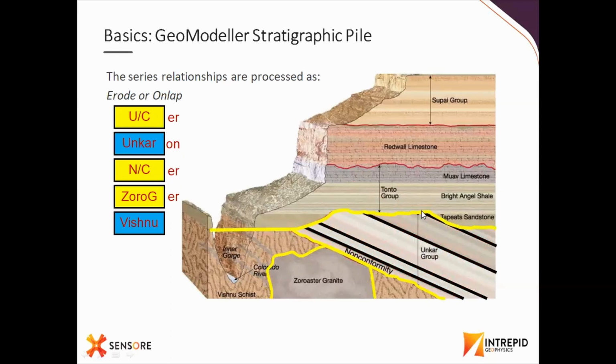Afterward, there is one more group called Tonto group, which has been overlain by the Unkar group, and both groups are separated by one unconformity, which is an erosional surface. That's why we have set the unconformity as an erosional surface. So this is how we actually picture the stratigraphic pile and build a relationship between the formations.